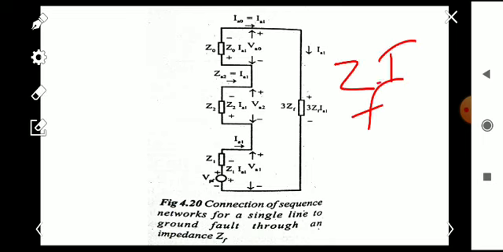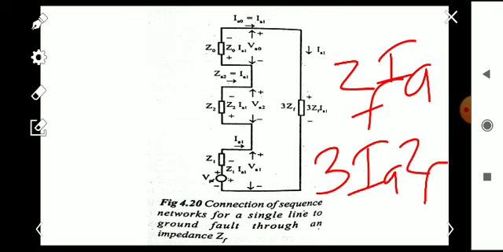Here you can see the impedance representation, that is 3 ZF into IA1. The voltage drop across the impedance is ZF into IA. We know IA is equal to 3 into IA1, so it is 3 into IA1 into ZF. So if IA1 is flowing through it, we get the impedance as 3 into ZF here.